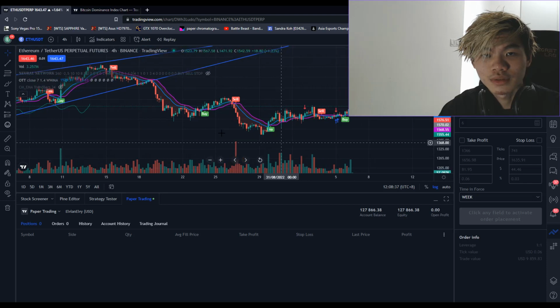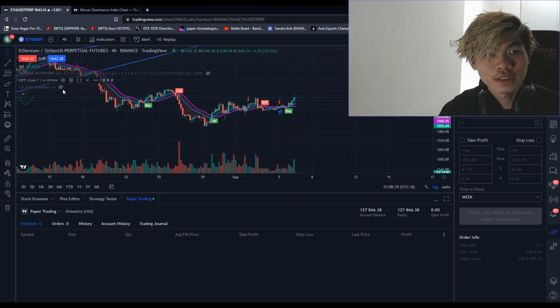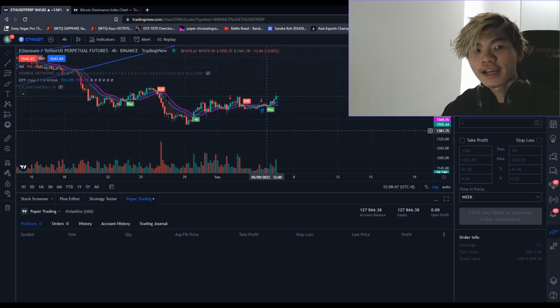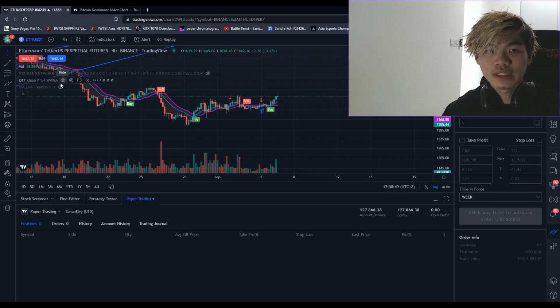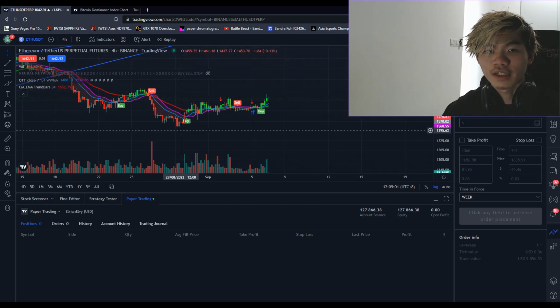Okay, so the three indicators I use are OTT, CM EMA trend bars, and neural network. I really like OTT for swing trading, and I think CM EMA is more of a confirmation for me. You don't really need it. This can be RSI or Stochastic RSI, but I do recommend having it just for confirmation.